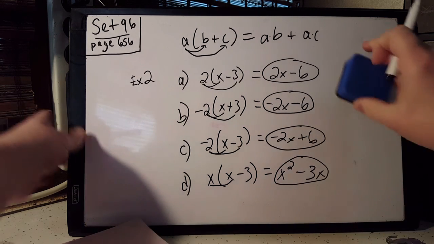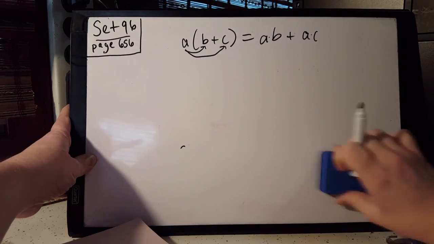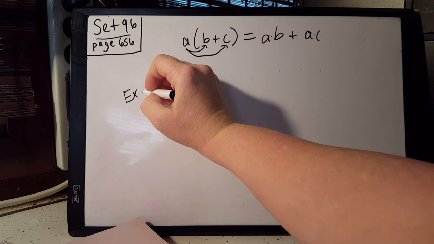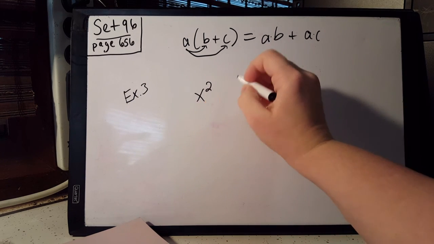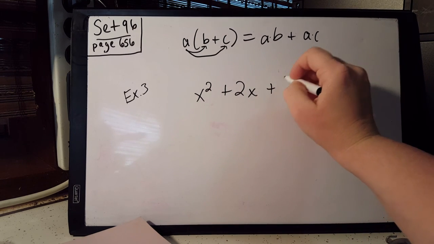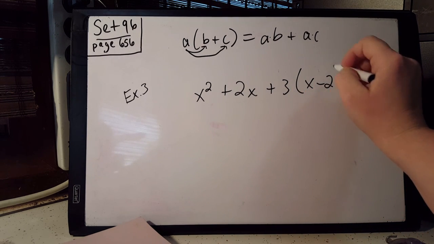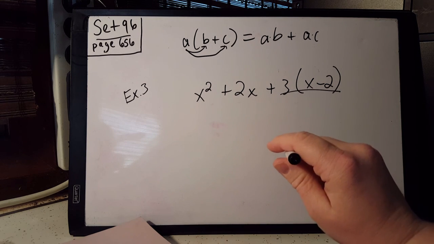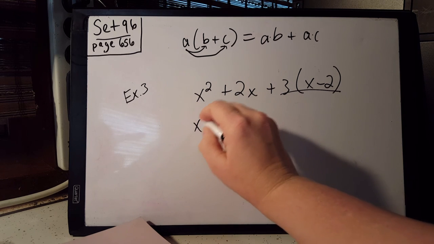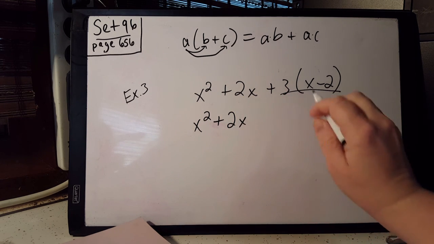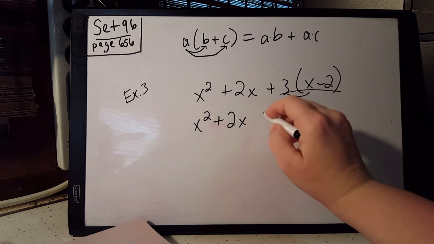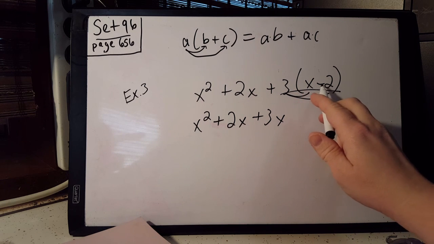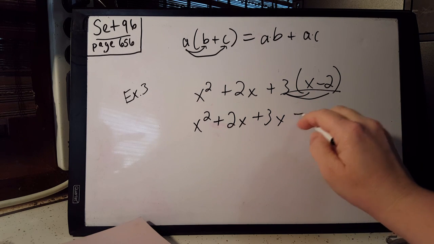Okay, let's look at example 3 very quickly here. It is very similar to this, but uses slightly more complex terms. Example 3 says x squared plus 2x plus 3 times x minus 2. First thing we have to do is use the distributive property to put that in correct algebraic form. I'm going to bring these down because I haven't done anything with them yet. Now we're going to do 3 times x, which is 3x, and then 3 times negative 2, which would be negative 6.